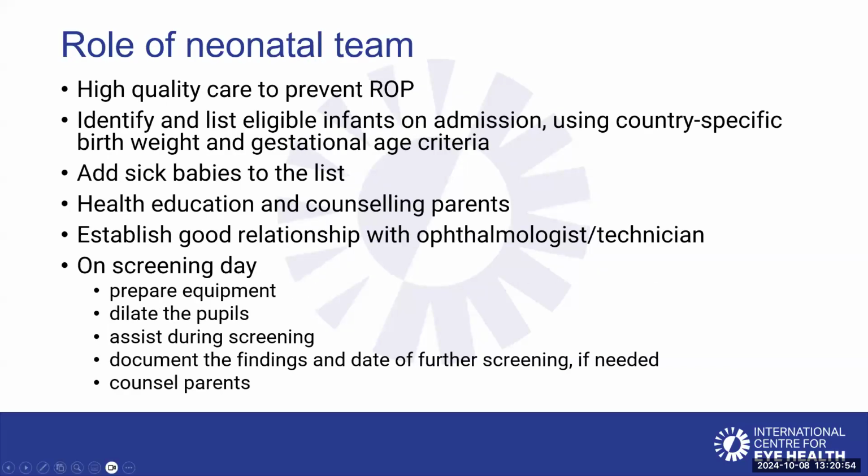So the role of the neonatal team is absolutely vital because you play such an important part in preventing retinopathy of prematurity by avoiding all those modifiable risk factors. Another important role is that the neonatal team should identify all babies who should be screened on admission to the hospital. And many countries now have their country-specific birth weight and gestational age criteria. So in some countries, it's less than 34 weeks gestational age, in others it's less than 32, in others it's less than 31, and the birth weight criteria also vary.